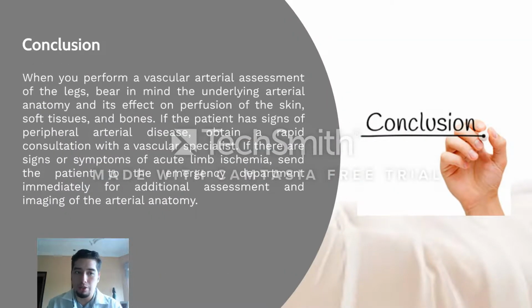And finally, the conclusion. When you perform a vascular arterial assessment of the legs, bear in mind the underlying arterial anatomy and its effects on perfusion of the skin, soft tissues, and bones. If the patient has signs of a peripheral arterial disease, obtain a rapid consultation with a vascular specialist. If there are signs or symptoms of acute ischemia, send the patient to the emergency department immediately for additional assessment and imaging of the arterial anatomy.